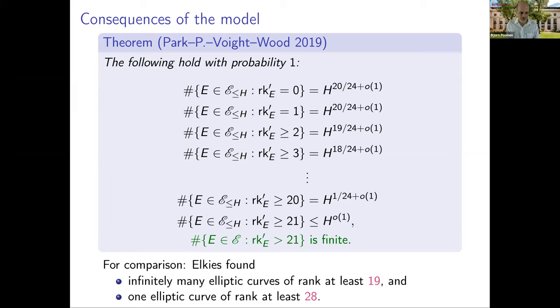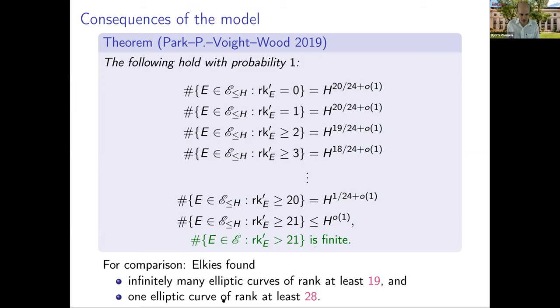By the way, you can also try to compare these predictions with reality. So, what's known? Elkies found infinitely many elliptic curves of rank at least 19, which is getting pretty close. We predict that, if you believe this, there should be infinitely many of rank 20 and maybe also infinitely many of rank 21. So it's getting dangerously close, but so far our predictions agree with reality.